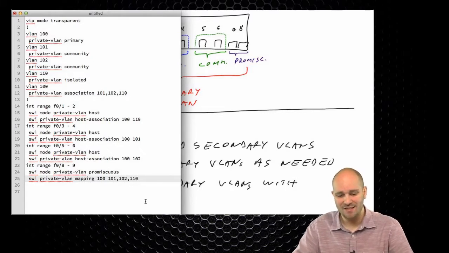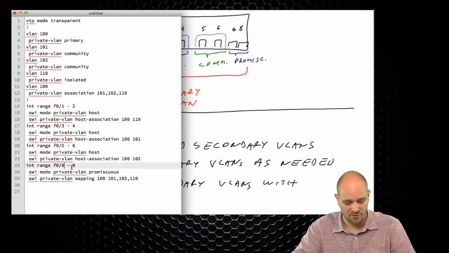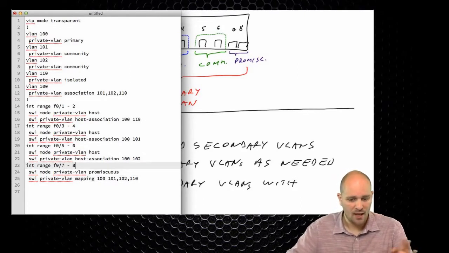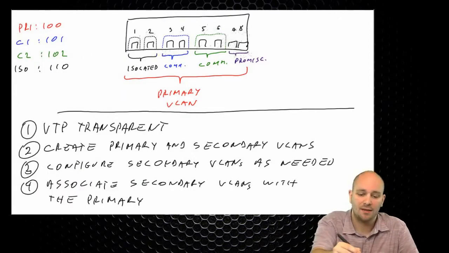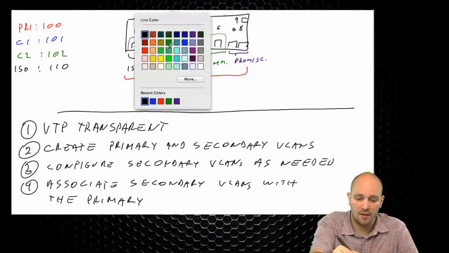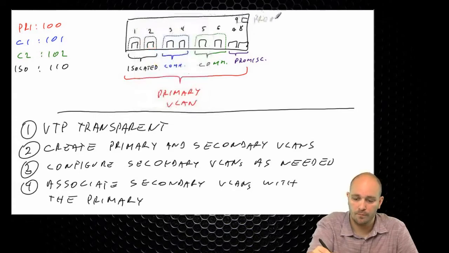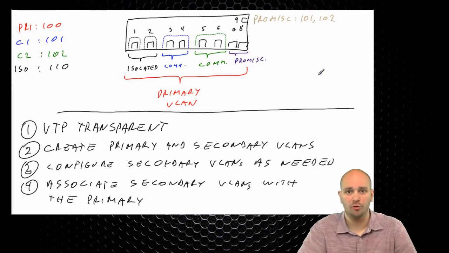Now, mind you, in this task actually these were ports 7 and 8. In this task we had a requirement that these are promiscuous ports for all these VLANs. But let's add port number 9, for example. We want this port to be, let's say, a promiscuous port for only VLANs 101 and 102, but not for 110.